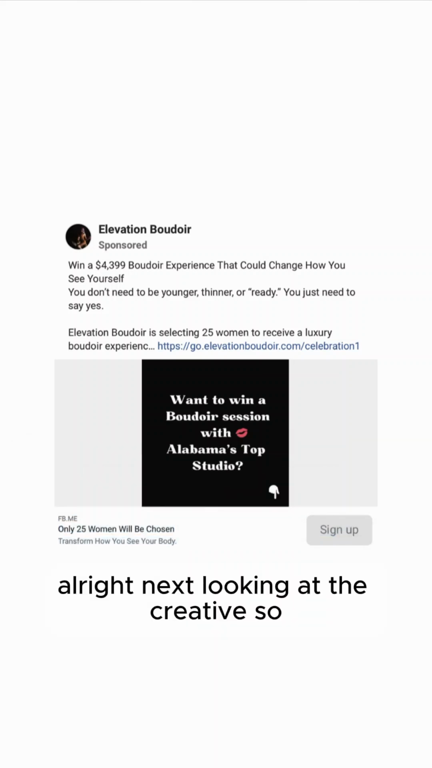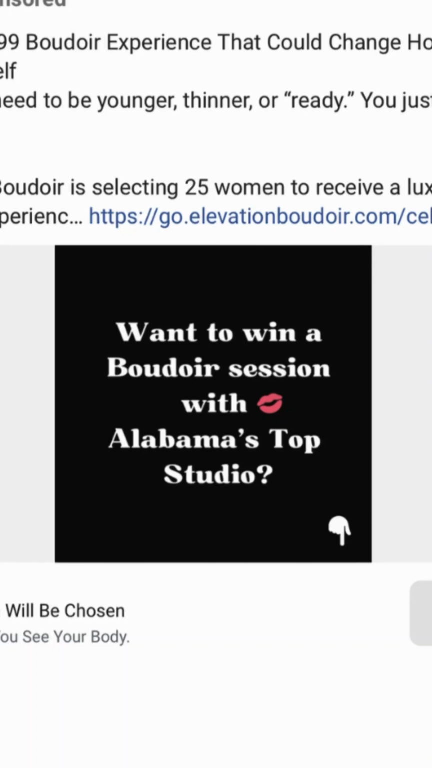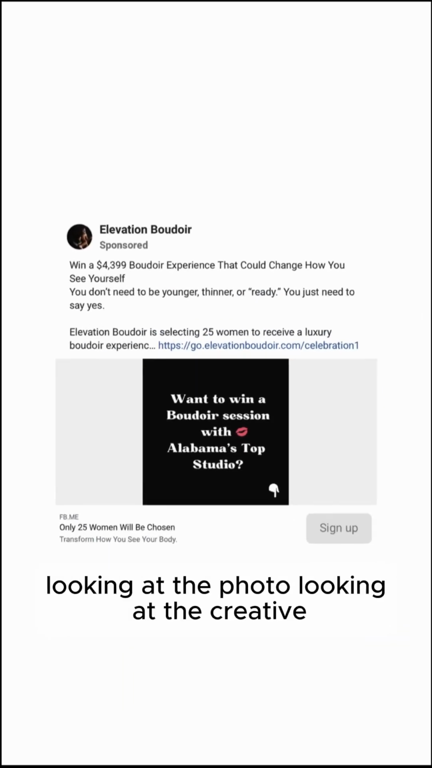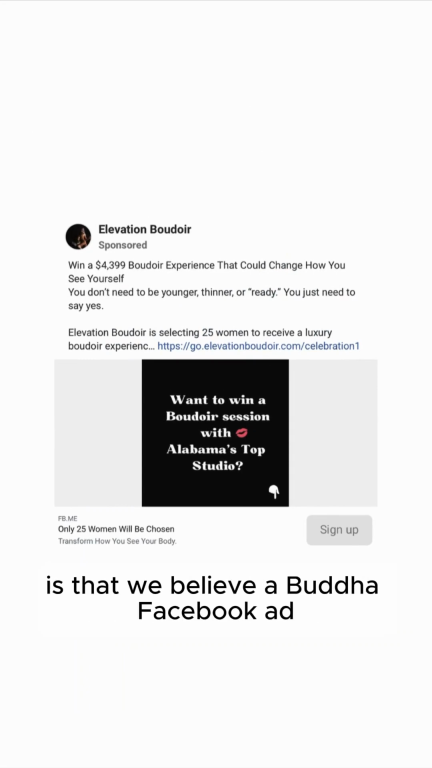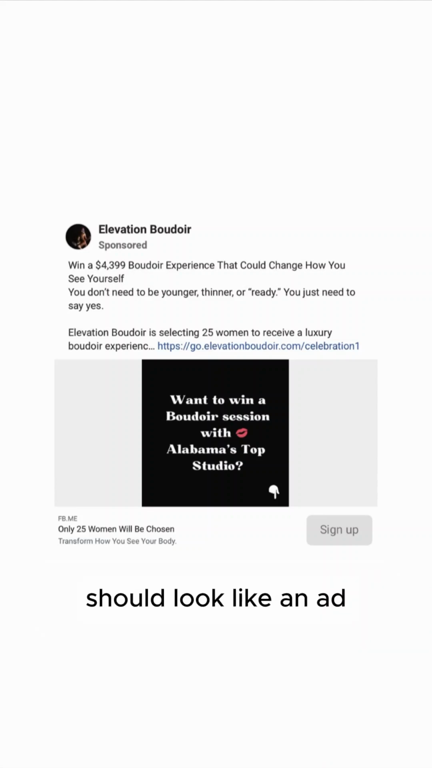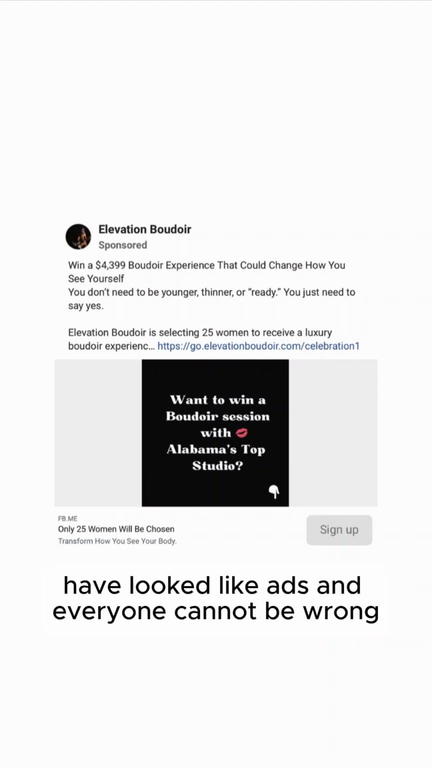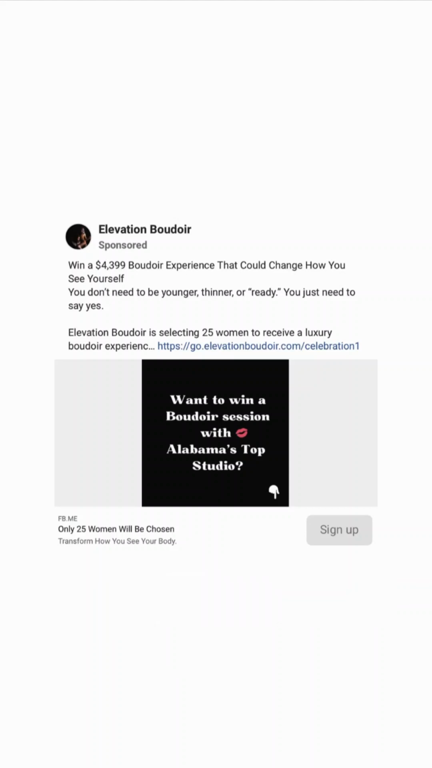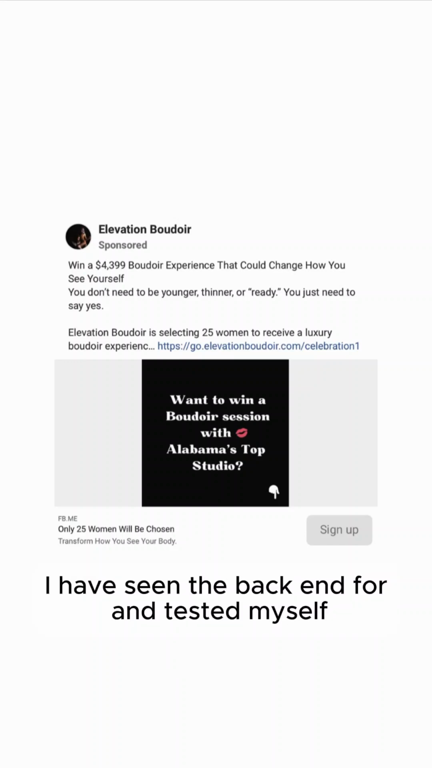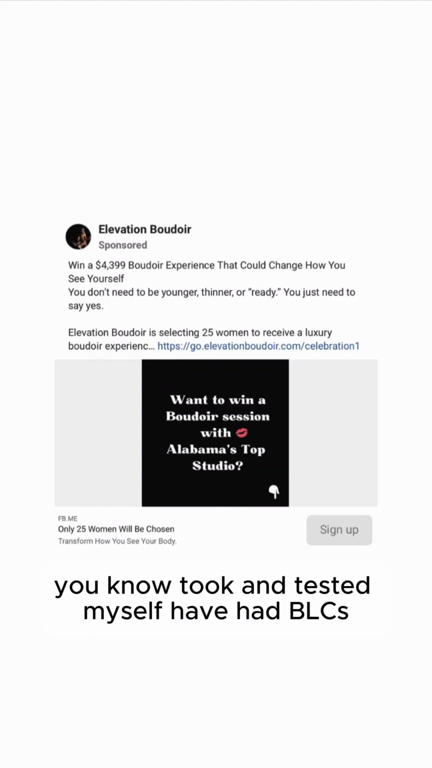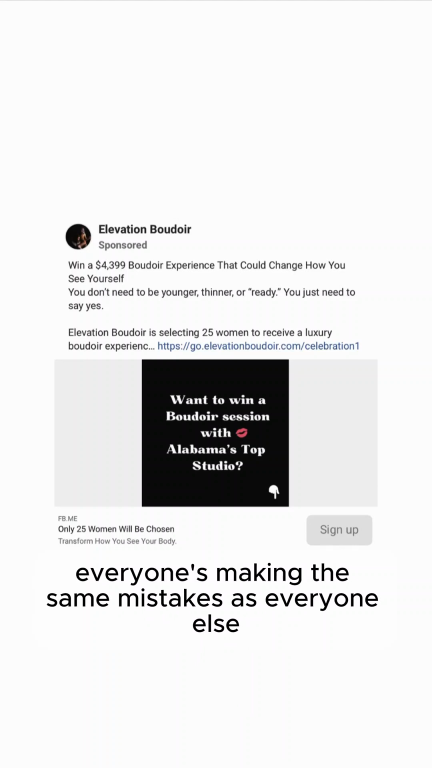All right, next, looking at the creative. All right, let's see. Looks like an ad mistake. Looking at the photo, looking at the creative. The false belief that caused us to make this mistake is that we believe a Boudoir Facebook ad should look like an ad, because all the other Boudoir Facebook ads we've seen have looked like ads, and everyone cannot be wrong, can they? Well, actually, 100% of the Boudoir Facebook ads I have seen the back end for and tested myself have had BLCS, literally 100% of them. And that's because everyone's making the same mistakes as everyone else.